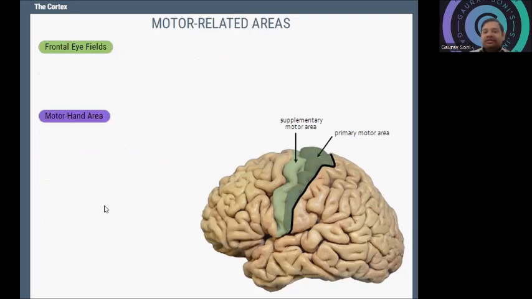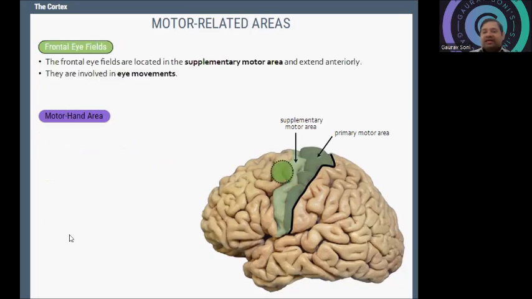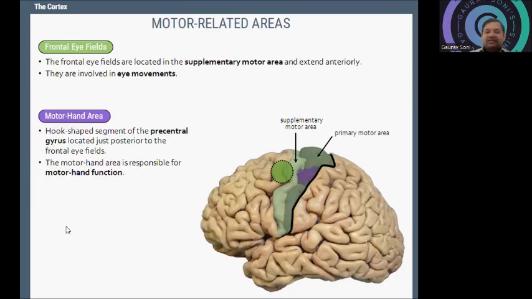Then you can see more motor related areas. These two we have already studied, the primary motor area and supplementary motor area. Then the frontal eye field. The frontal eye fields are located in the supplementary motor area and extend on the anterior side. They are involved in eye movements. Then the motor hand area, a hook-like segment of the precentral gyrus located just posterior to the frontal eye field. The motor hand area is responsible for motor hand functions. So these are the two specific areas.